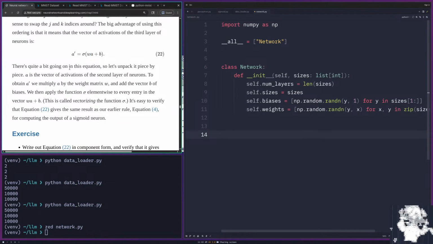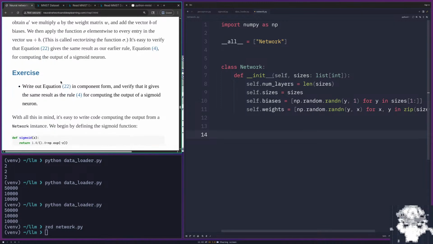Let's see. There's quite a bit going on in this equation, so let's unpack it piece by piece. a is the vector of activations of the second layer of neurons. To obtain a', we multiply a by the weight matrix W and add the vector b of biases. We then apply the function sigmoid element-wise to every entry in the vector Wa plus b. This is called vectorizing the function sigmoid. It's easy to verify that equation 22 gives the same result as our earlier rule, equation 4, for computing the output of a sigmoid neuron. Exercise: write out equation 22 in component form and verify that it gives the same result as rule 4.